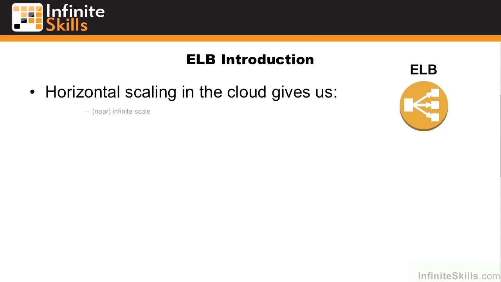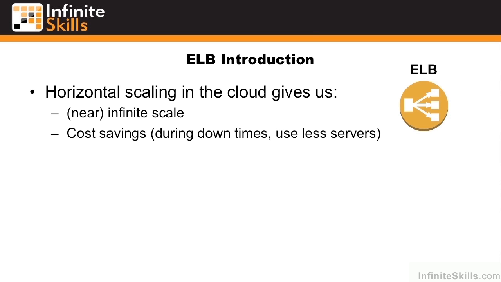Horizontal scaling in the cloud gives us near infinite scale. We can keep adding more and more instances behind that load balancer. It also gives us cost savings. During downtimes, we can use fewer servers. It also allows for high availability and scaling by tier.